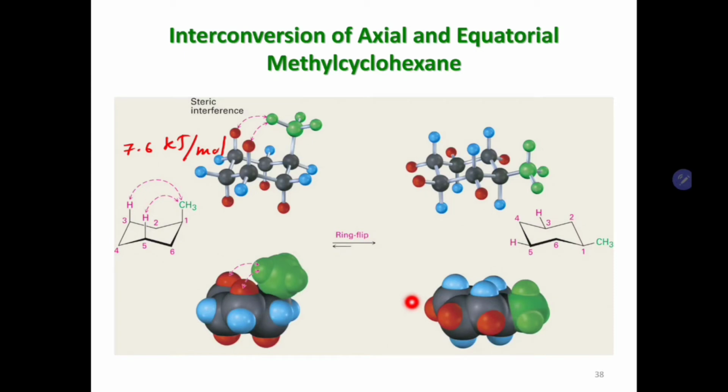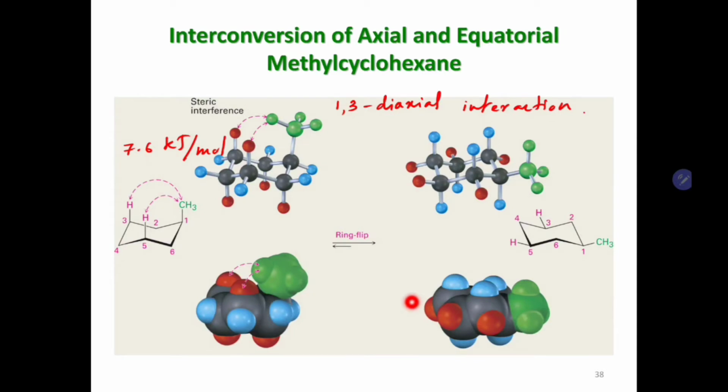And in chemistry, we have a name for these steric interactions, these axial steric interactions. We call them 1,3 diaxial interactions. So for methyl groups, each 1,3 diaxial interaction is 3.8 kilojoules per mole of steric strain.